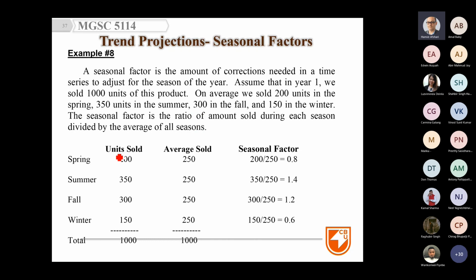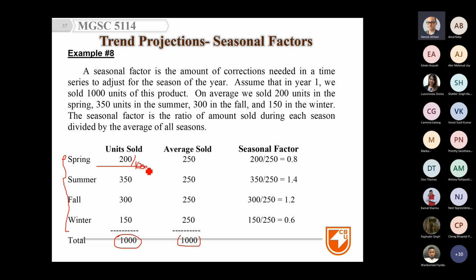As you can see, I have 4 seasons. I have the total of all of them, so 1,000. So 1,000 total items sold. I normally sell 200 in spring, 350 in summer, and so on, up to winter. So one idea is to just divide by 1,000, which is the easiest way.